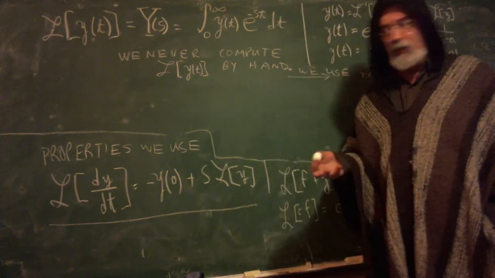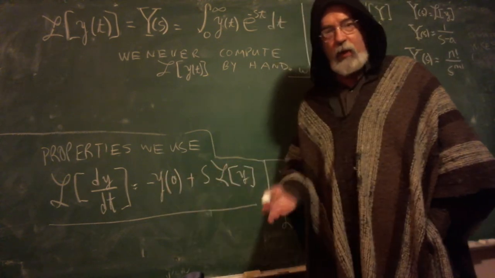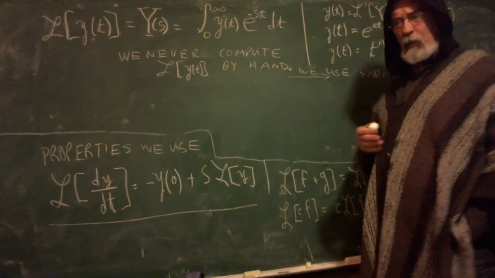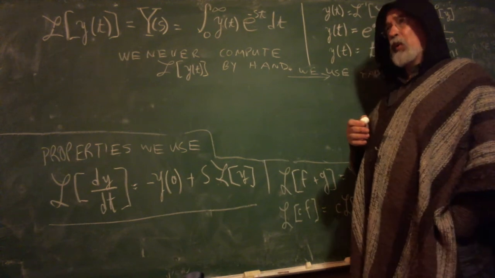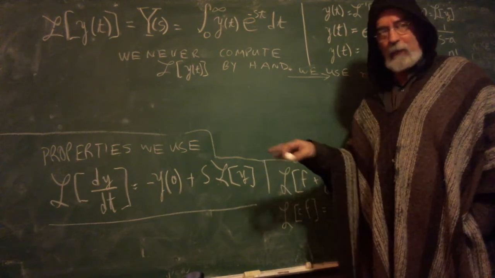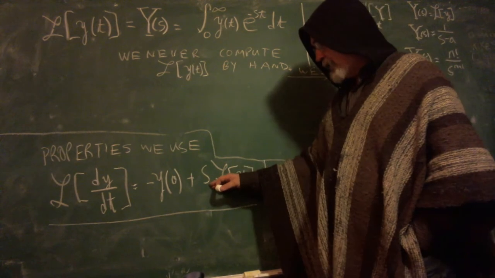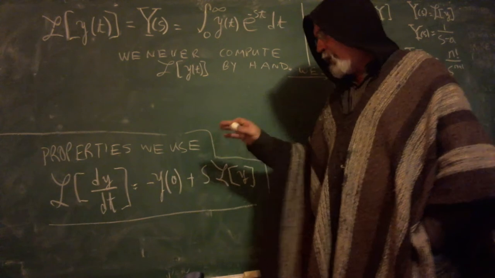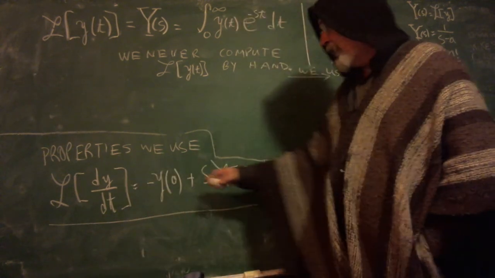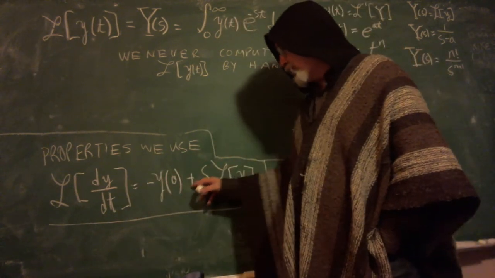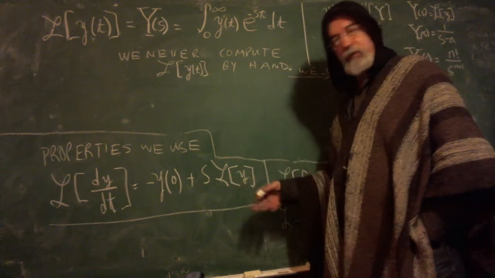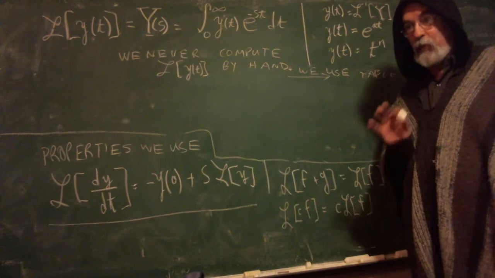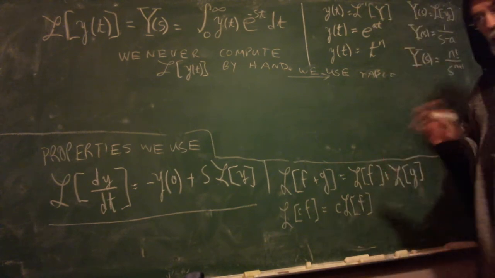Remember putting in the limits of integration. Well, y of 0, that's the initial condition, usually given. So that means that we are going to be doing differential equations with initial conditions all the time. And then it's s times the L bracket y. So if I want the Laplace transform of y prime, it's negative initial condition plus s times the L of y. So what's the point of that? Well, there's several big points. We'll see in a minute. But here's what's going on.